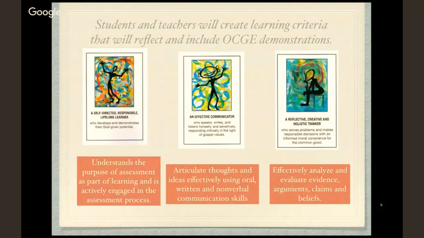This comes to the idea of also having a reflective, creative, and holistic thinker. We really want them to effectively analyze and evaluate the evidence, arguments, claims, and beliefs. They're able to solve their own problems and make responsible decisions based on the feedback that's given, and also just kind of analyzing their own work and seeing how they can improve in some way or another.